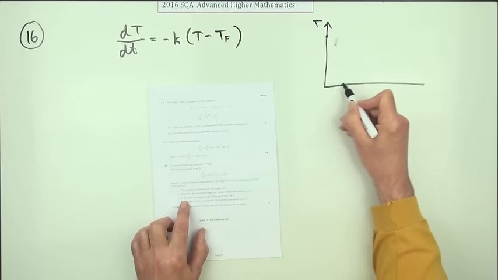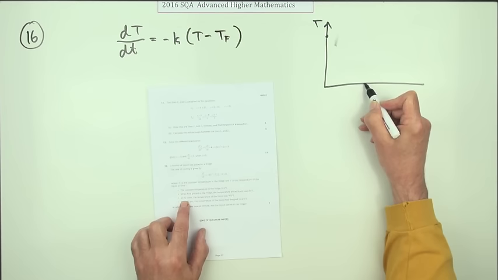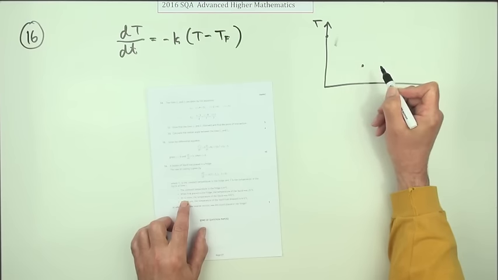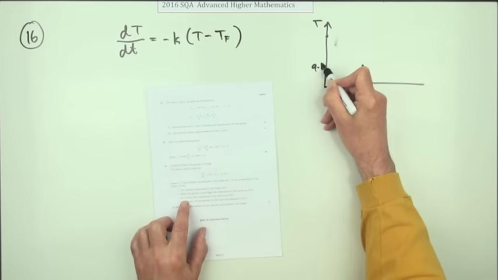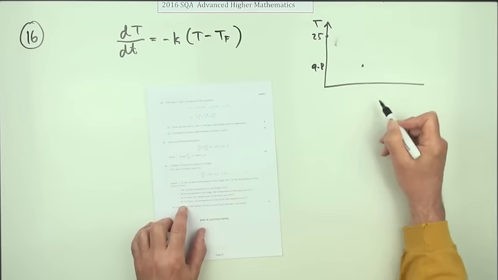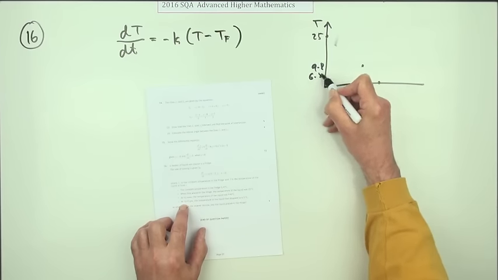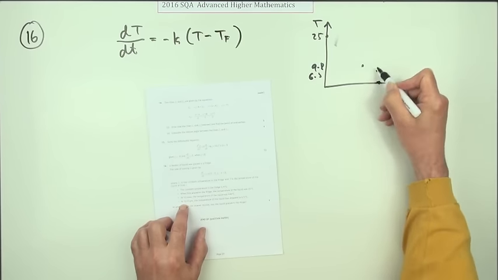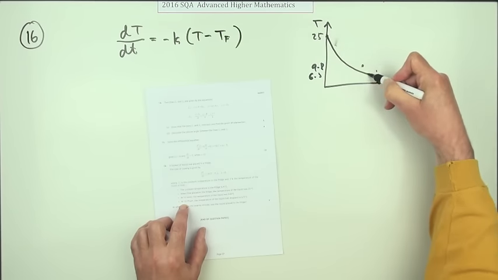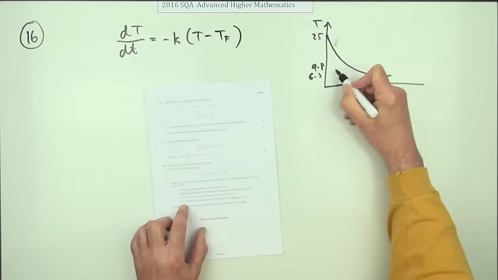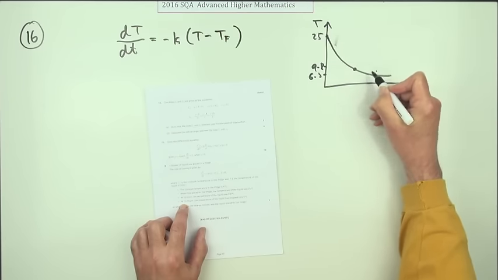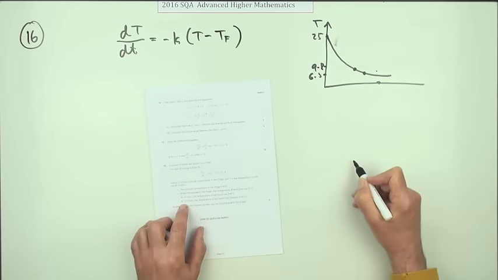At 12 noon, I don't know how much later that is, its temperature was 9.8. That was 25. And 15 minutes later again, it was 6.5. Don't know why I put that there. So it's going down something like this. And let's just put those points back in again. So that's what we've got.